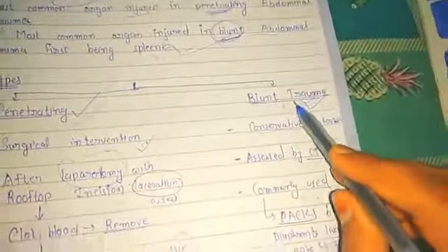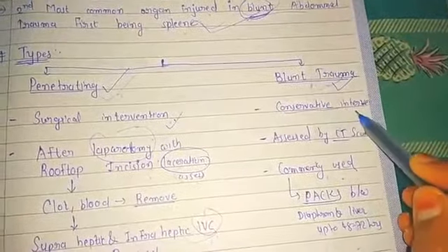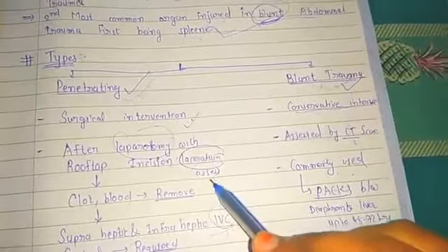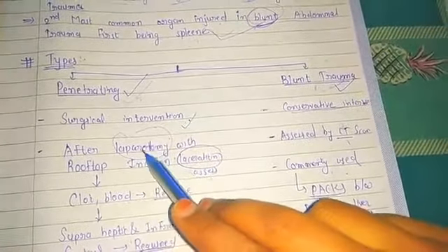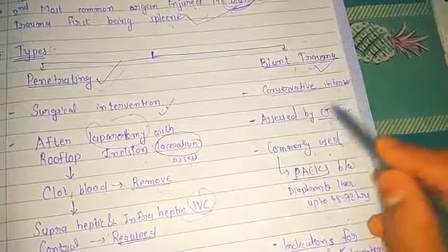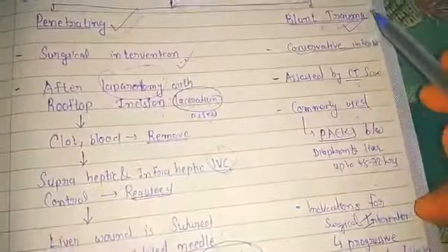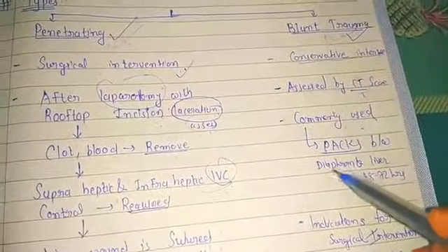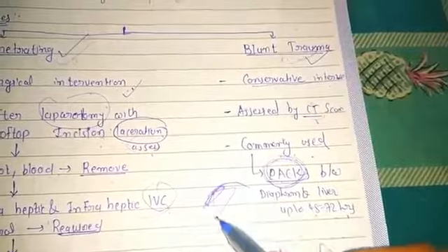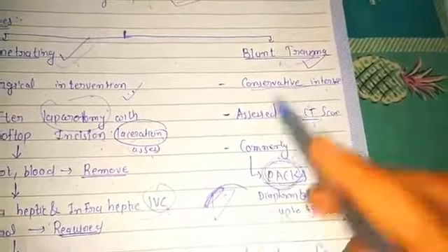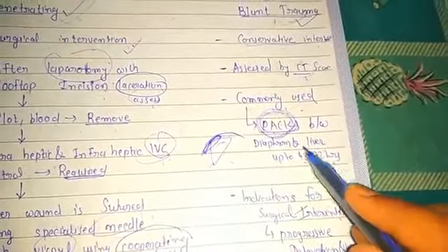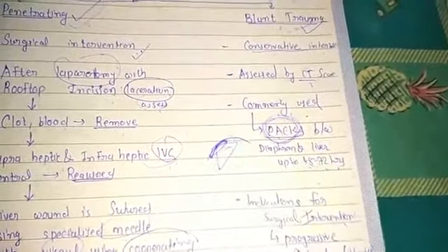Blunt trauma, conservative intervention. First of all, it is assessed by CT scan. In penetrating injury it is assessed by laparotomy with rooftop incision, where the laceration is assessed, and here it is assessed by CT scan. The commonly used conservative intervention is packs. We put the packs between the diaphragm and liver in blunt trauma injury for up to 48 to 72 hours, and after that we take the packs outside.